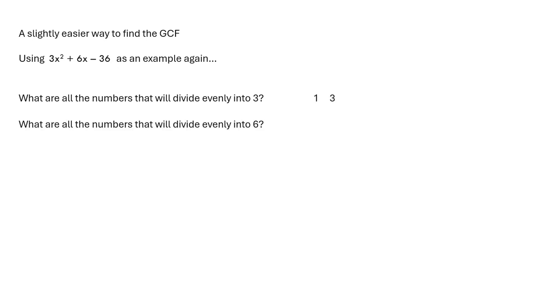So using 3x squared plus 6x minus 36 as an example again, what are all the numbers that will divide evenly into 3? They are 1 and 3. What are all the numbers that will divide evenly into 6? Well, these are 1, 2, 3, and 6.